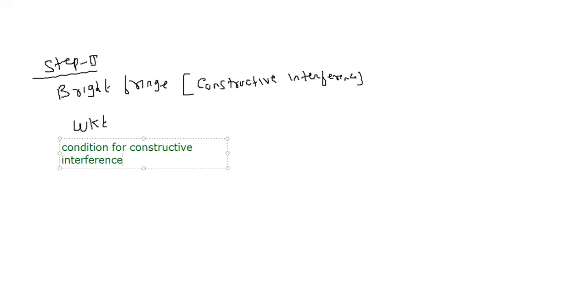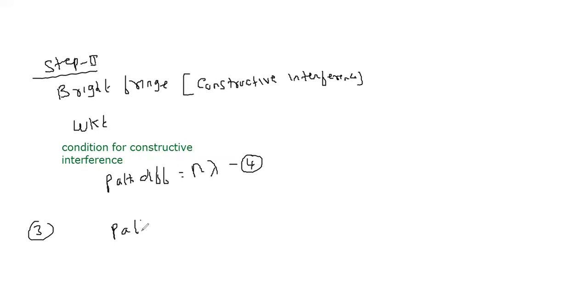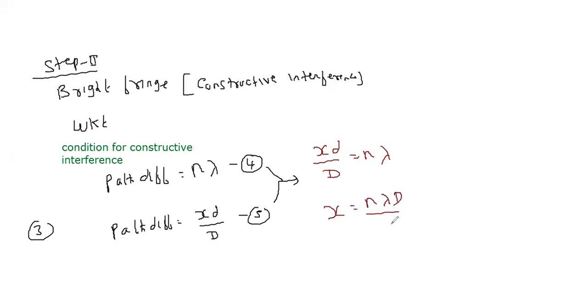Path difference equal to n lambda. What is the third equation? Path difference is equal to x into small d by capital D. Compare these two. What are we getting? x into small d by capital D is equal to n lambda. So x equals n lambda capital D by small d. Is it clear? Shall I go to next page?